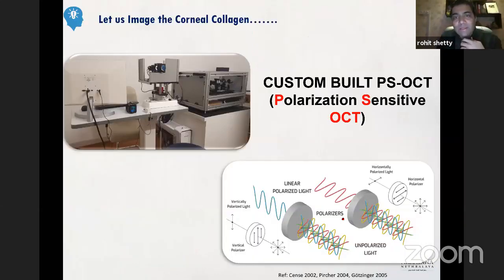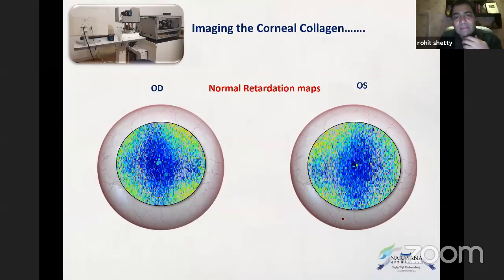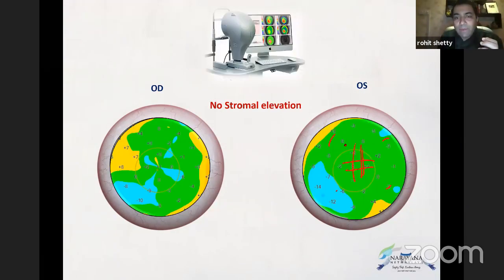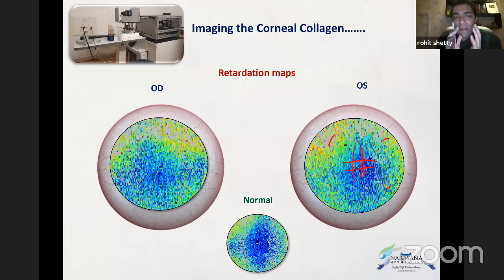We call this a polarization sensitive OCT. This is how the normal collagen looks. I told you the peripheral is strong, the central is much denser. This is how the imaging is done. But we wanted to study, are we seeing the same thing in this patient? This is the normal for your reference, and we felt that this patient was completely normal.